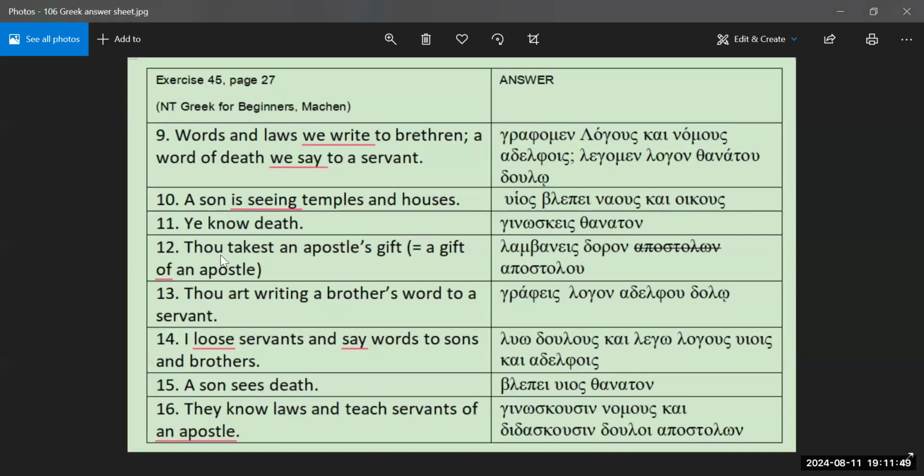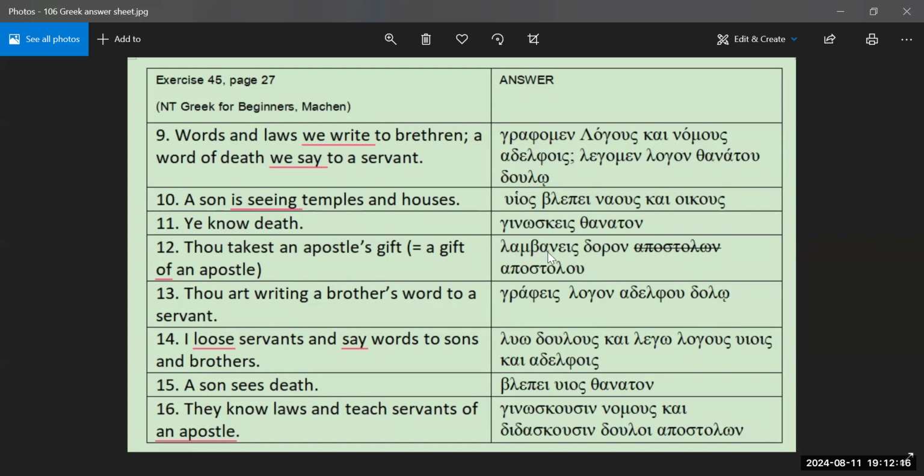Okay, so number 12, thou takest an apostle's gift. A gift of an apostle. So they actually had that in the book just to help you along a little bit. So when you do see the words an apostle's gift, you can say that as a gift. A gift will be accusative of an apostle. That's the genitive. So lambanes doron, you are taking.